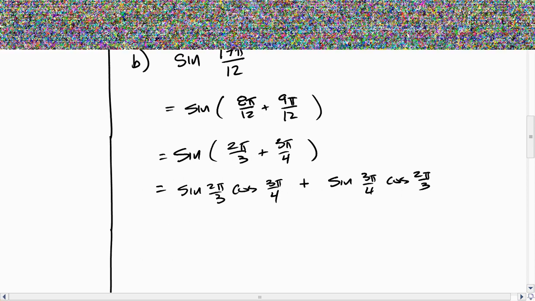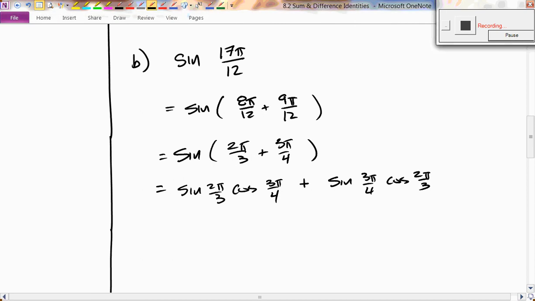Okay. Bite size it for me. What is the sine of 2 pi over 3? Let's go. 2 pi over 3. What's the sine? Rad 3 over 2. Okay, I'm trusting you guys here. Rad 3 over 2. Good. What's the cosine of 3 pi over 4? No, the cosine. Negative rad 2 over 2. It's okay, you can have a negative in there. Plus, what's the sine of 3 pi over 4?